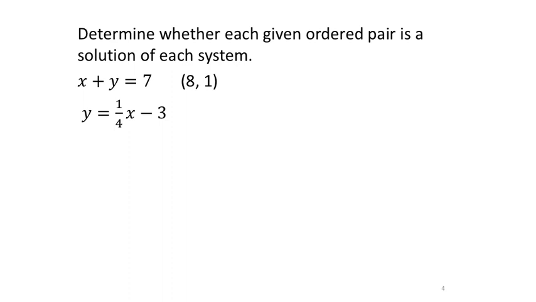And that's what this slide is asking us right here. It's saying, here's an ordered pair, (8, 1). Will it make these two equations true? It needs to make both of them true, not just one. So if one is true, we still need to check the other one. Okay, so let's take that first equation.